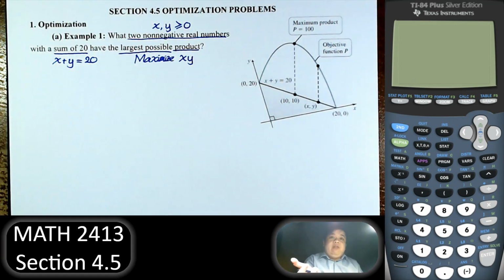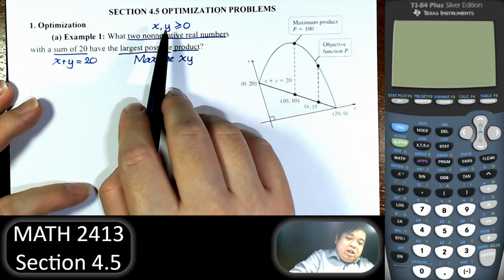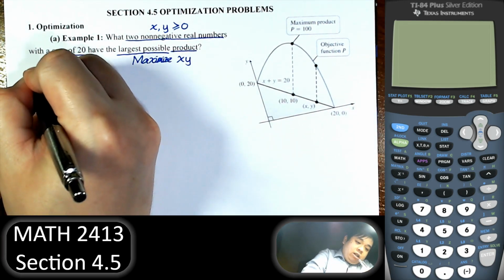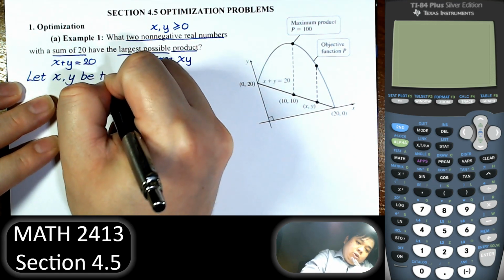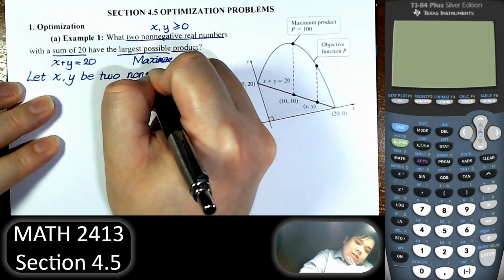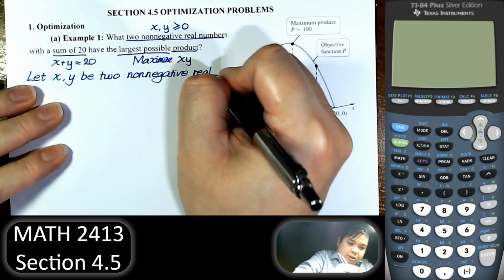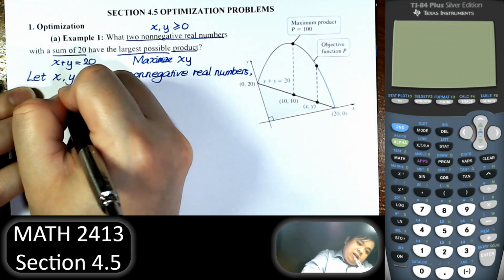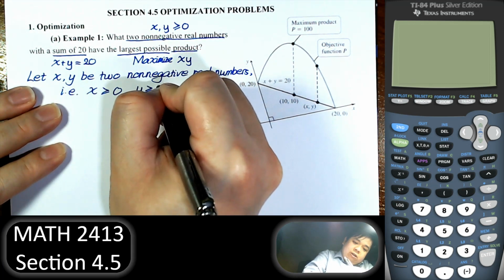So now we just find x and y pretty much. Of course, we have the graph here, but worry about that later. We translate the word problem into the variables, and now we put them together as a math problem. So we write: let x and y be two non-negative real numbers, meaning x greater than or equal to 0 and y greater than or equal to 0.